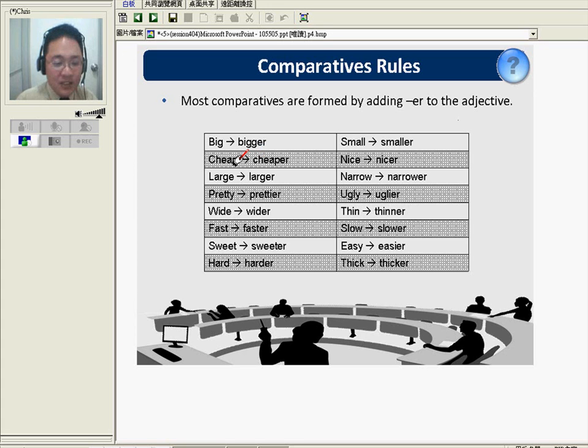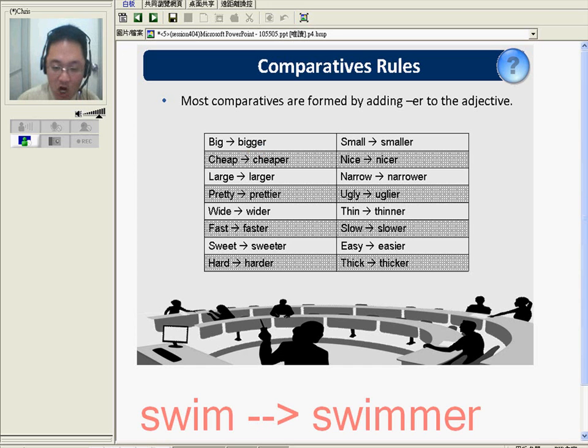Okay? It's the same thing as swim. Swim. Swimmer. Okay, because the I is a short vowel, so it becomes two M's. Now you're going to say, well, Chris, that's an I again. Give me another example. Okay, no problem. H-O-T, hot.